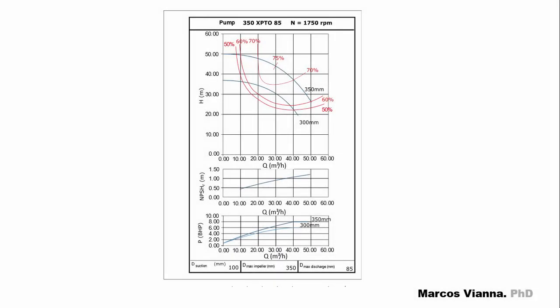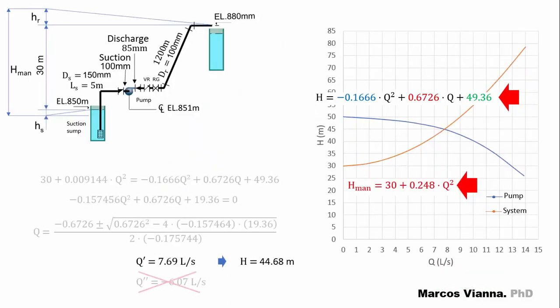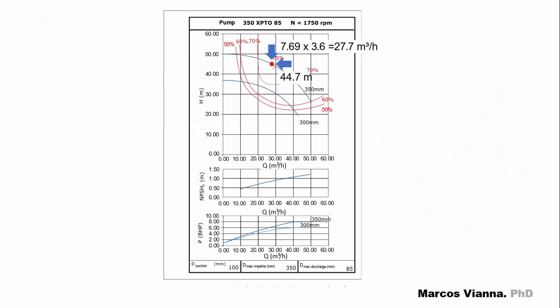Hi! In our last video, we saw how to express a head versus Q curve of a pump as a second-degree polynomial expression. We used the least squares method for this purpose. Then, we put together the pump and the system expressions and found the operating point for which there is a flow and a head. Here is the operating point of our system. We marked it in the pump chart, and thus we obtain the corresponding values for the required NPSH and BHP.